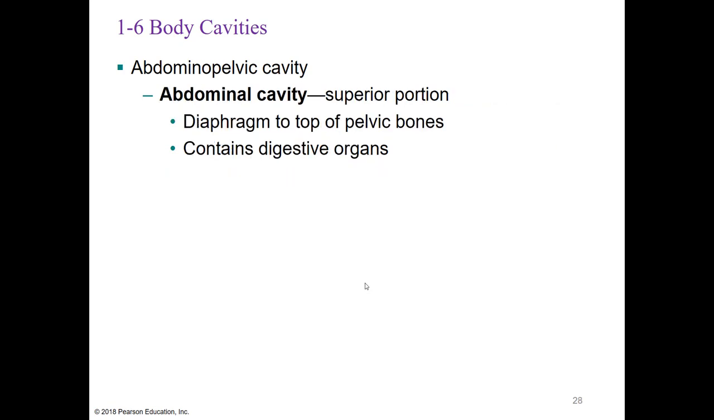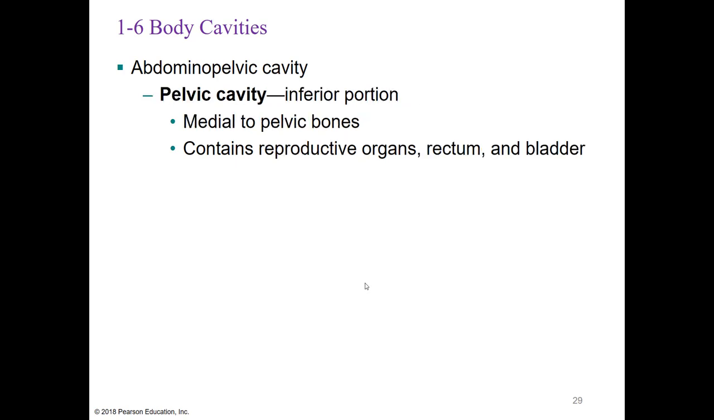Abdominal cavity is the top part of the abdominopelvic cavity, from the diaphragm right down to the top of your pelvic bones, and this area is going to contain digestive organs. Things like intestines, the small intestine, large intestine. And then we have the pelvic cavity, which is the inferior portion of the abdominopelvic cavity, so down at the bottom, medial to the pelvic bones. Remember, medial means toward the midline, so in between the pelvic bones, we're going to find reproductive organs, rectum, and also the bladder.